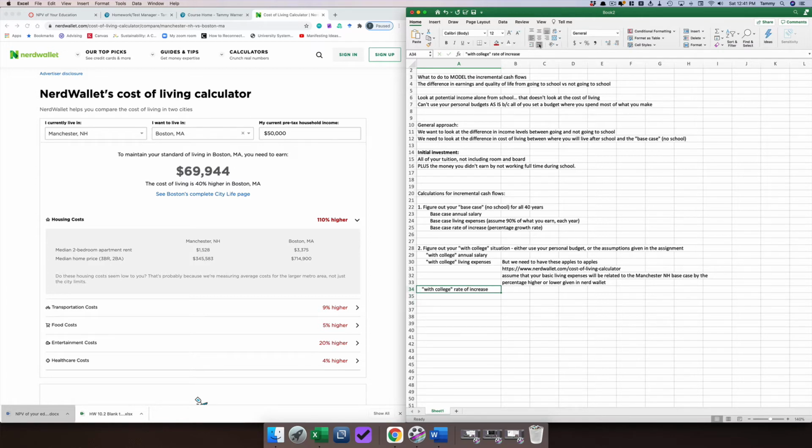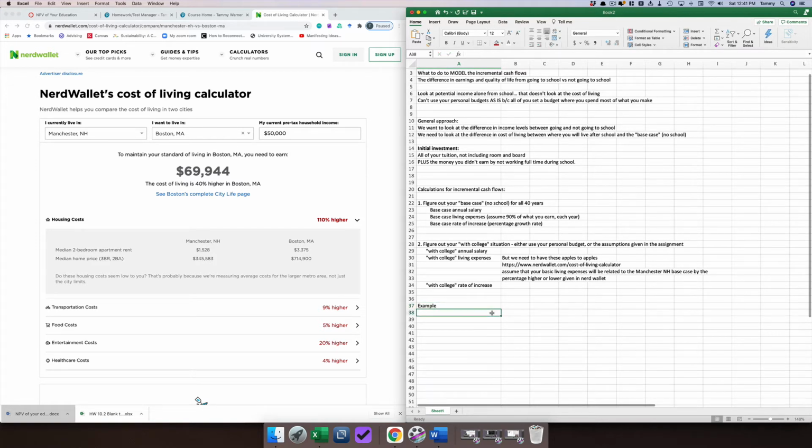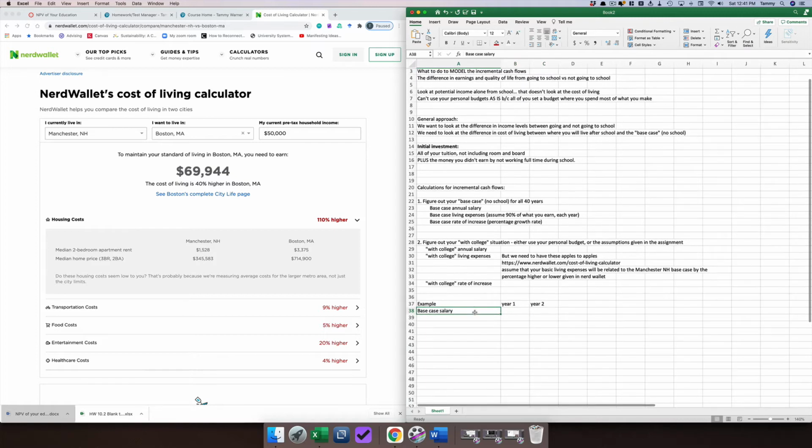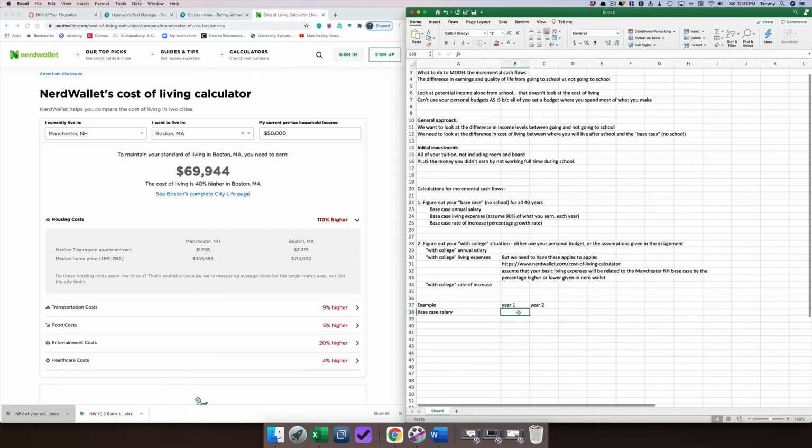Okay, so what does that look like? For example, right now, please keep in mind that I am oversimplifying relative to what you're actually asked to do here, but I just want to show you how the relationships look. Okay, so we had our base case salary, and so I'll just show you a couple of years. So this is year 1, year 2. Okay, so let's say our base case salary was $25,000 or whatever it was, right?